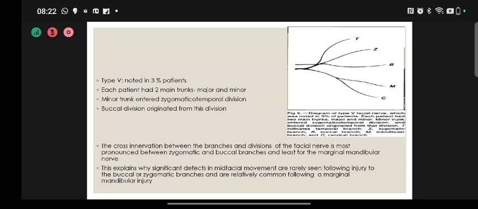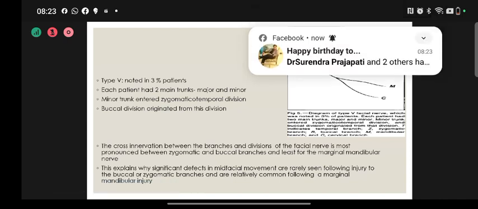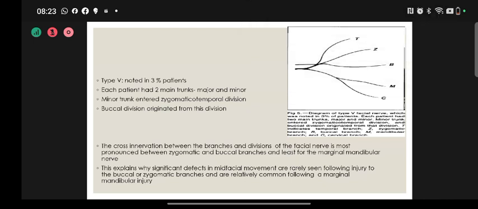Now, what is the clinical significance of knowing these branching patterns? The clinical significance is that cross innervation between the branches and divisions of the facial nerve is most pronounced, like I've already said, between the zygomatic and buccal branches, and least for the marginal mandibular nerve. So this explains why significant defects in mid-facial movement are rarely seen following injury to the buccal or zygomatic branches and are relatively common following a marginal mandibular injury.